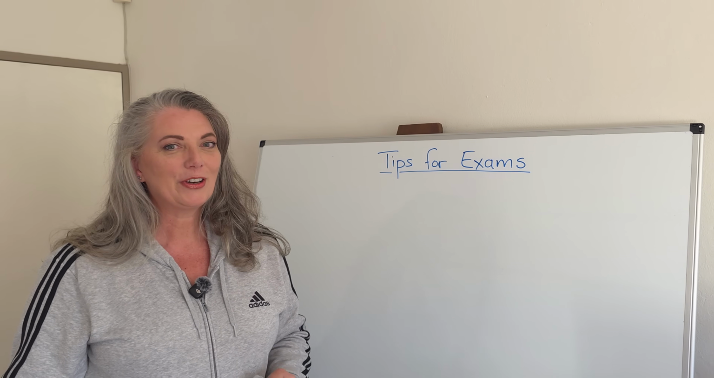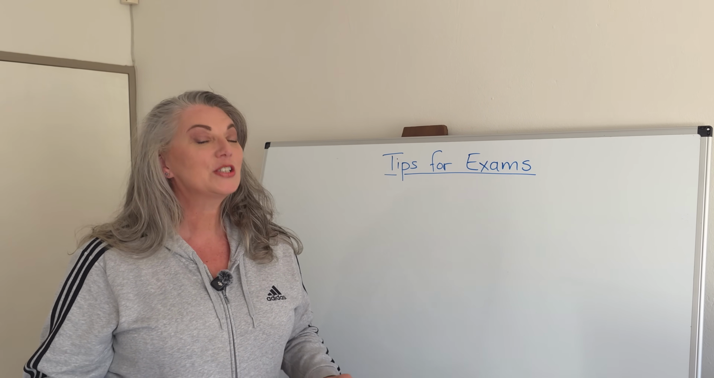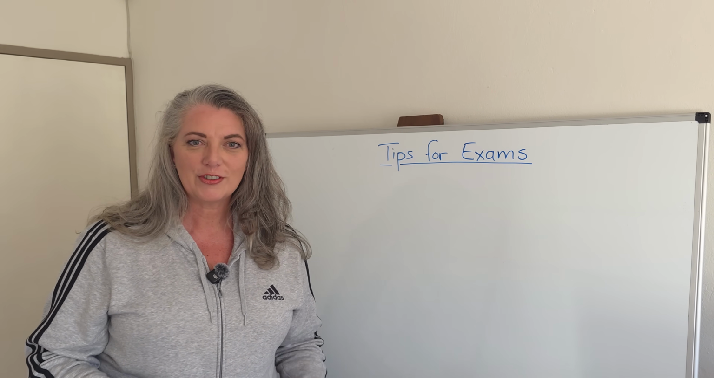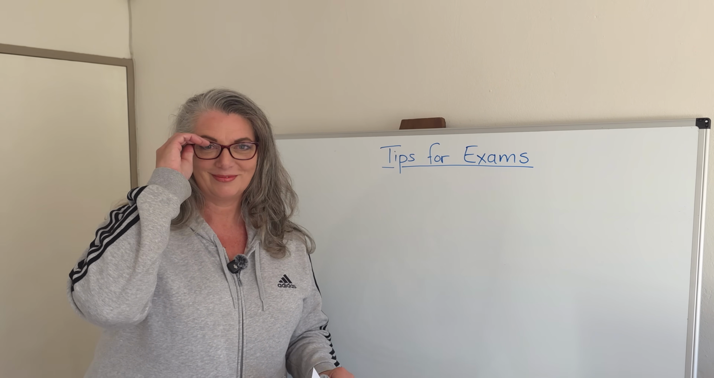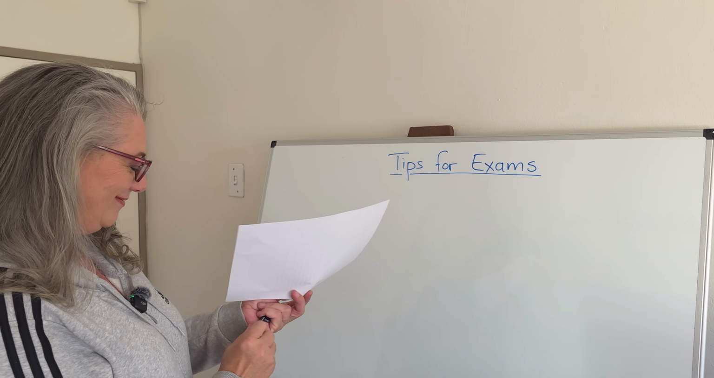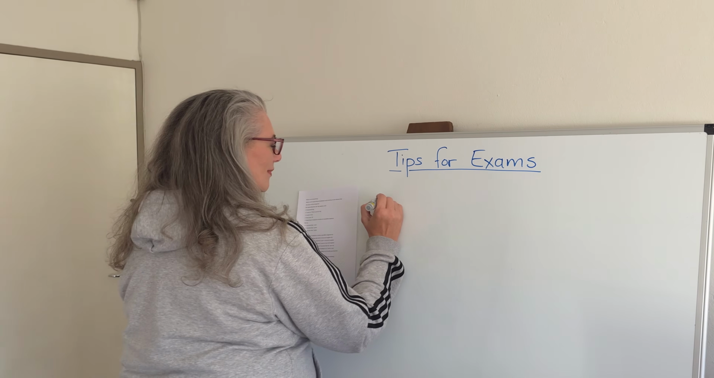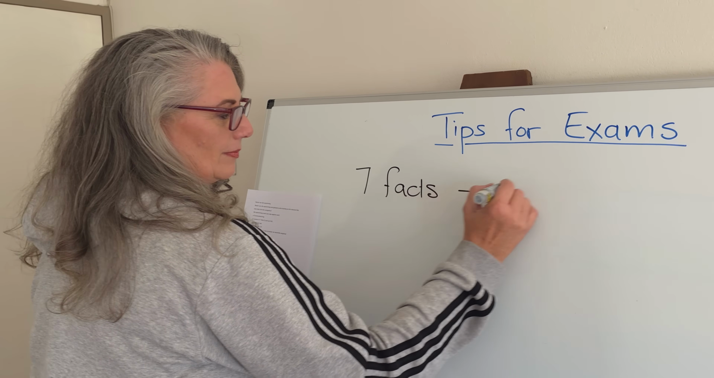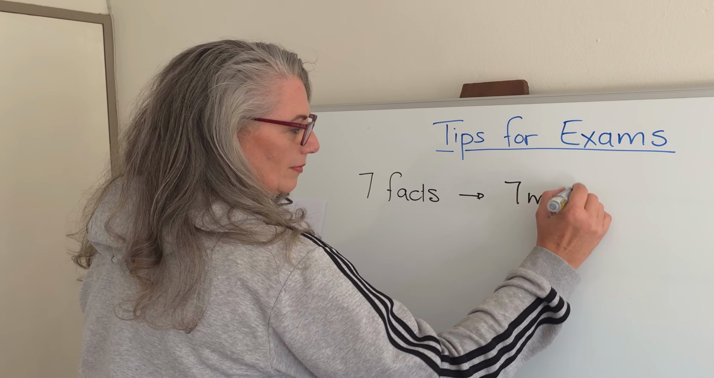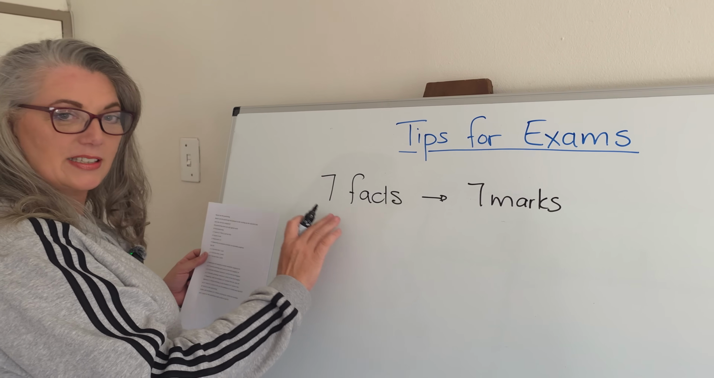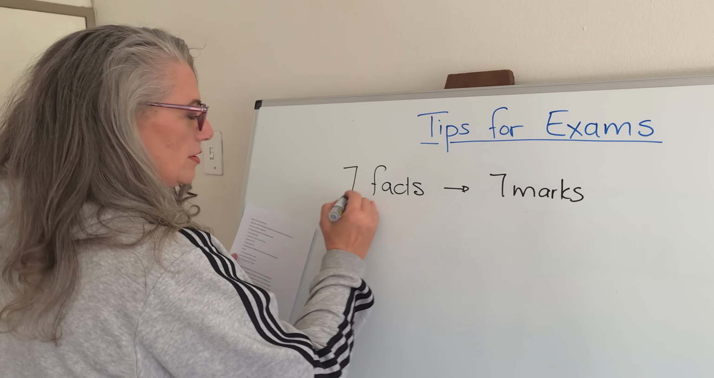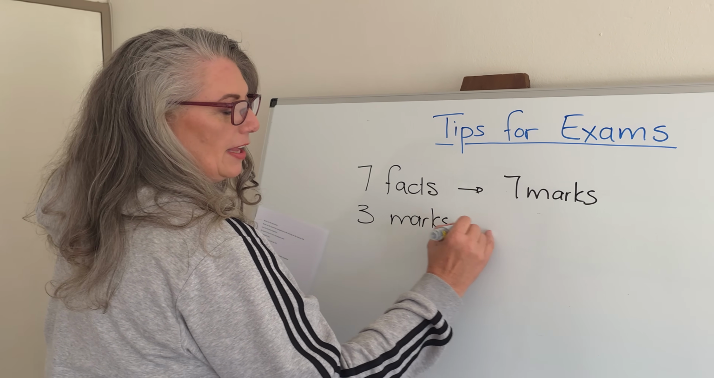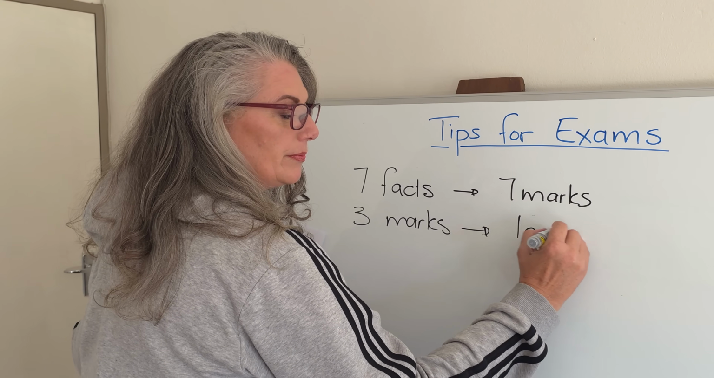Good. Now I'm going to give you a secret, especially for Afrikaans, and that is how they allocate the marks. Let's have a look. Seven facts, 7 marks. Then there are 3 marks that count for your language.